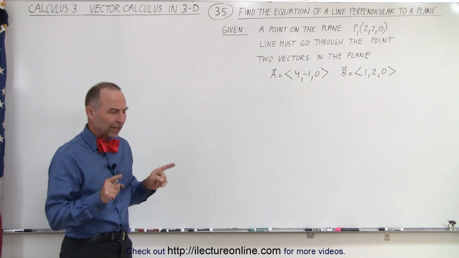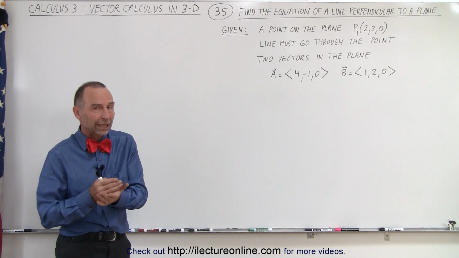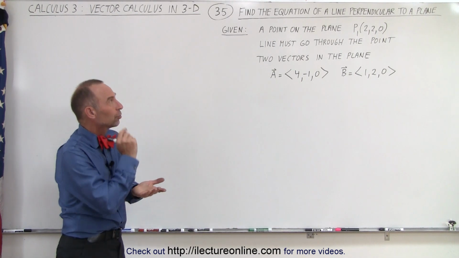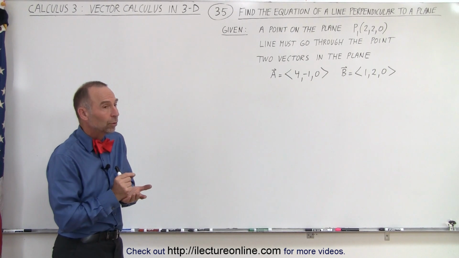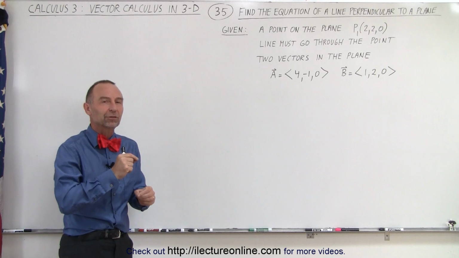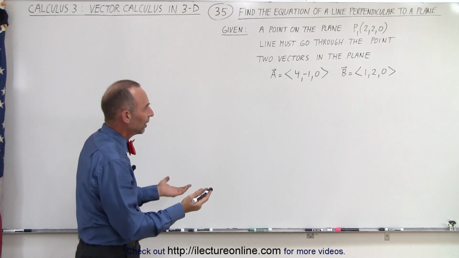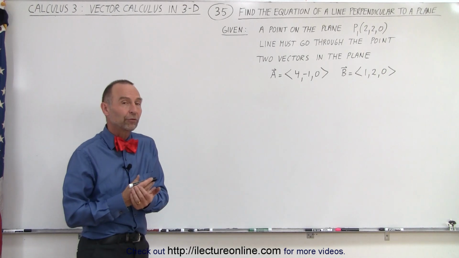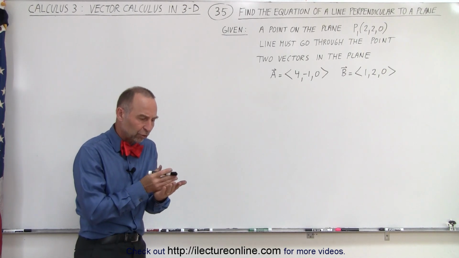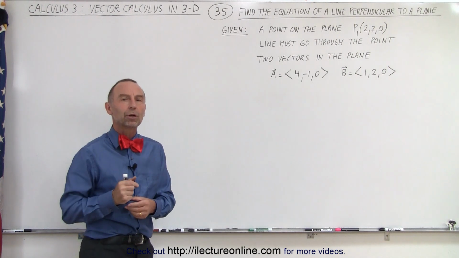So when we have the two vectors that are in the plane, if we then take the cross product of those two vectors, we'll get a third vector which is perpendicular to the plane. And so that means that the line will be parallel to that vector. So that's how we're going to approach that. What we need to do first is take the cross product of those two vectors to get a third vector which is perpendicular to the plane, which will then be parallel to the line that we're looking for.